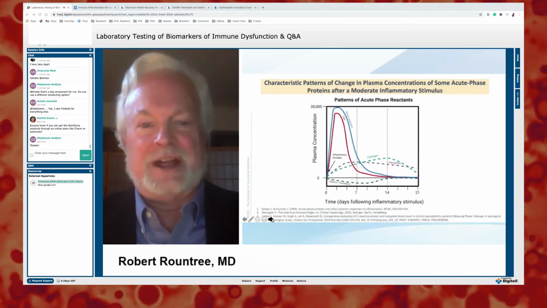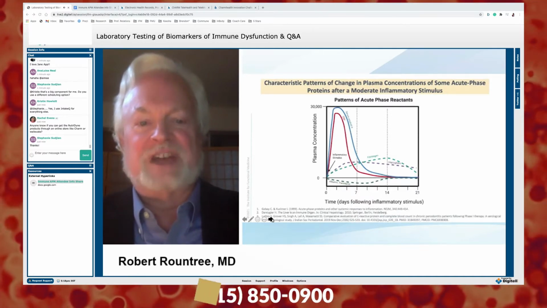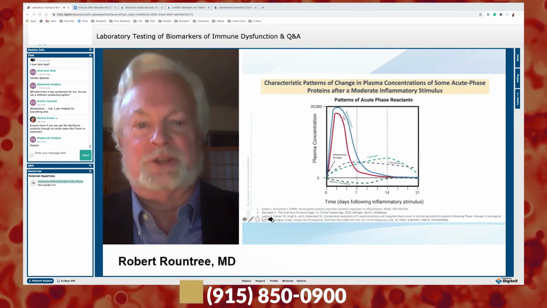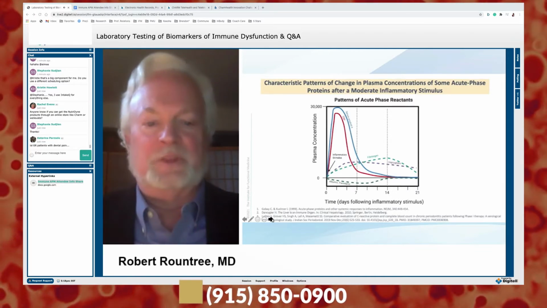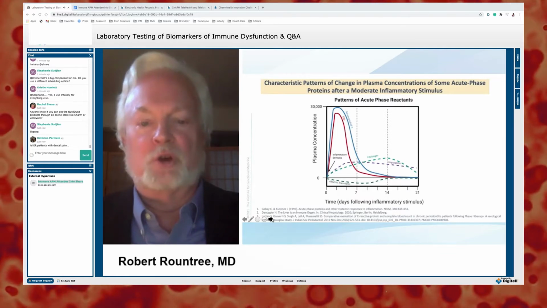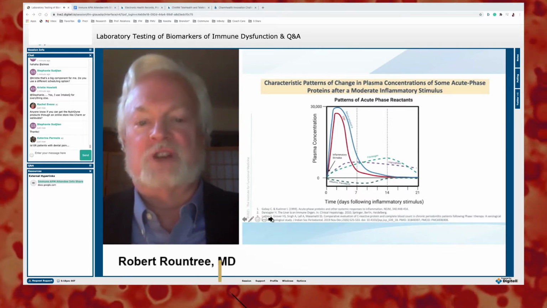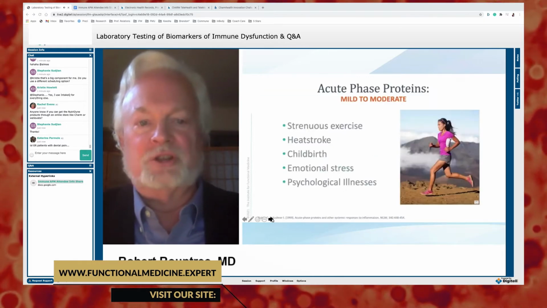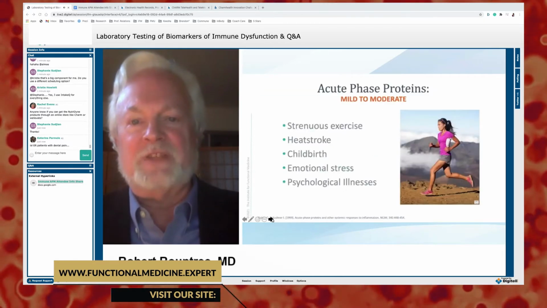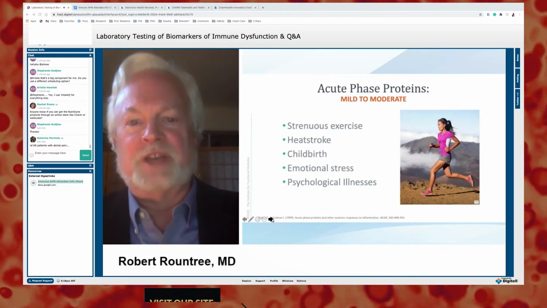So here's a diagram of what that looks like over 7 days after an inflammatory stimulus. CRP, serum amyloid A, both go way up within that first week. And then over a period of weeks, fibrinogen goes up, haptoglobin goes up, but at the same time, albumin goes down. So what kind of things can activate acute phase proteins?